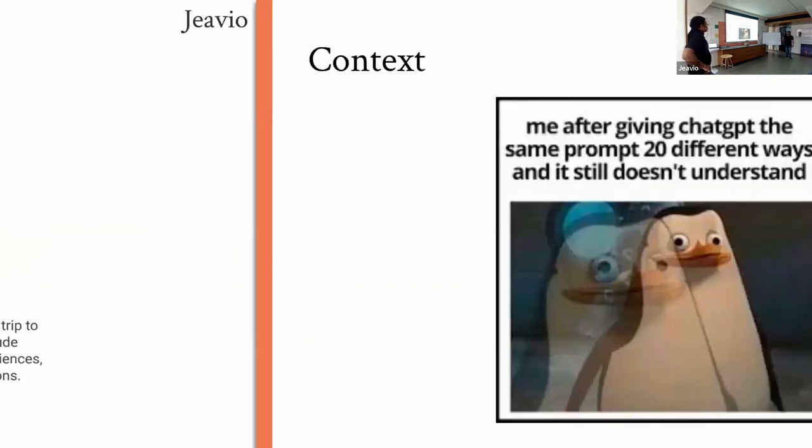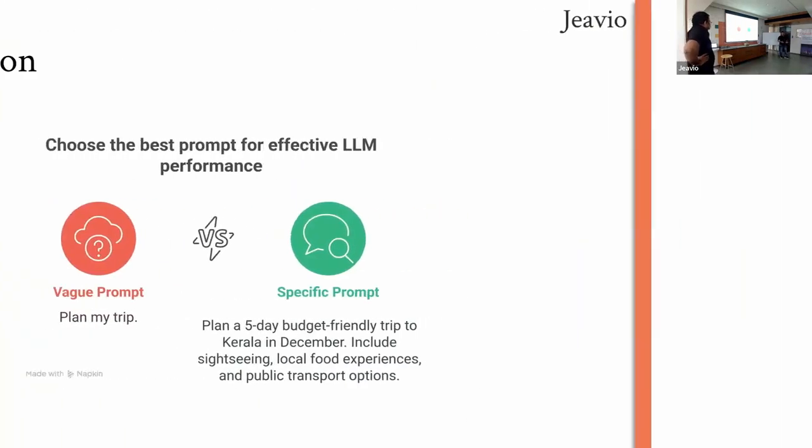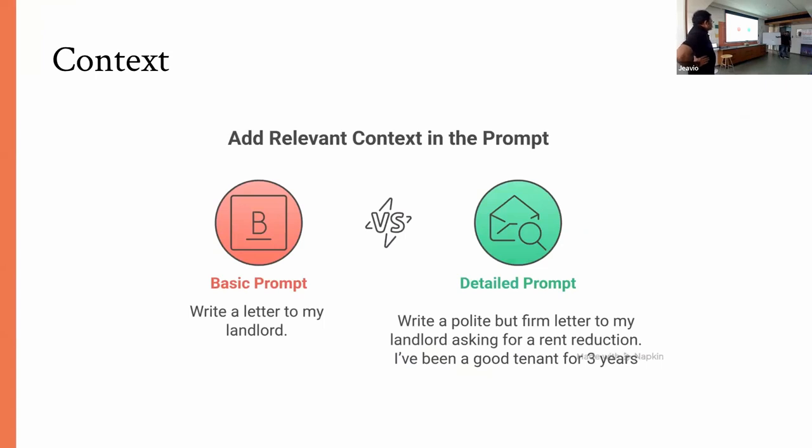We'll move to the context. This is what we get if we write the same prompt again and again and it still doesn't understand. This is a very big problem that we have with LLMs. If you don't write a prompt in a particular structure, the probability of getting a wrong or undesired output is high. So write the context, set the tone of the LLM, that is, how you want the response to be. Here I have again two prompts: a vague one, "write a letter to my landlord," and a detailed one, "write a polite but firm letter to my landlord asking for rent reduction." Here you provide the context that you want a polite letter to your landlord.